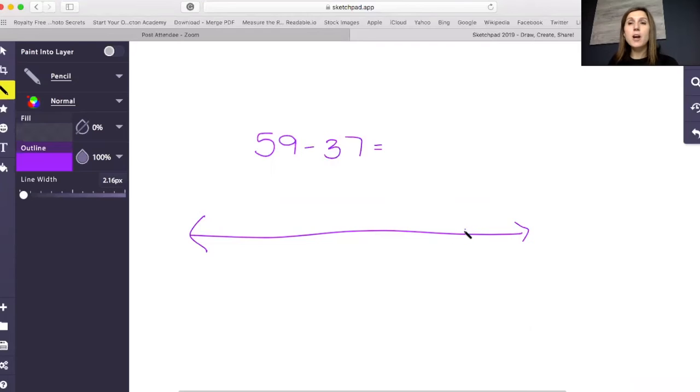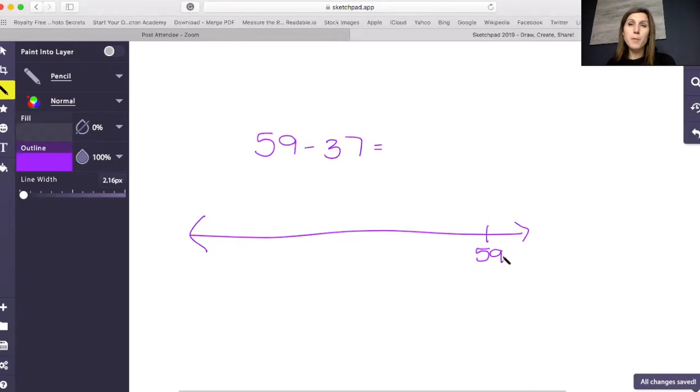Hi, let's talk about subtracting two-digit numbers using a number line. Here I have drawn a crazy number line and I have a subtraction problem so we can get started. I'm going to start by putting my minuend, that's the first number in a subtraction problem. It's also the biggest number in the subtraction problem. I'm going to put that on the right side of the number line.